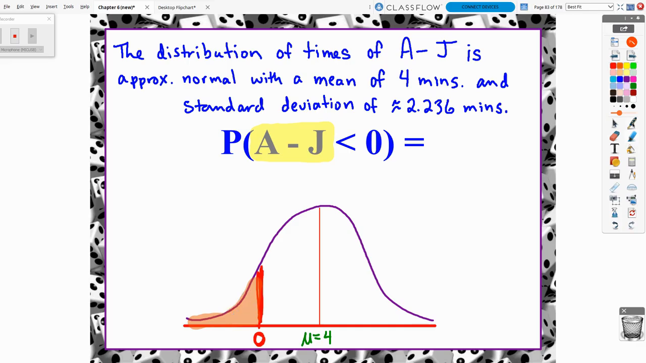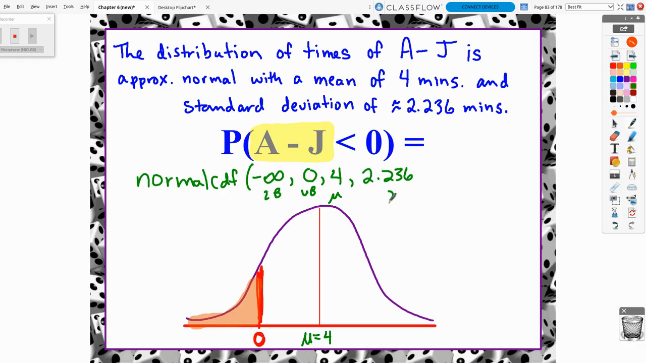And now we get to go back and use some old school Chapter 2 normal CDF material. So we said this A minus J distribution is approximately normal. And so the lower bound of this shaded region would be negative infinity. The upper bound is right at 0. The mean is 4. And the standard deviation is 2.236. So let's figure out, what does this come out to be now?